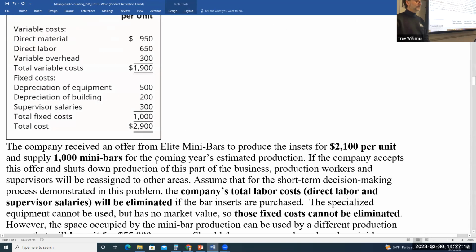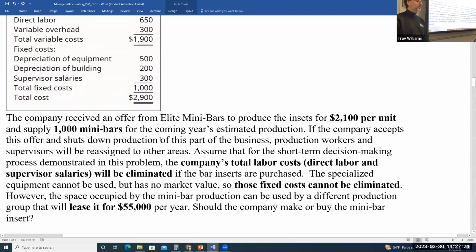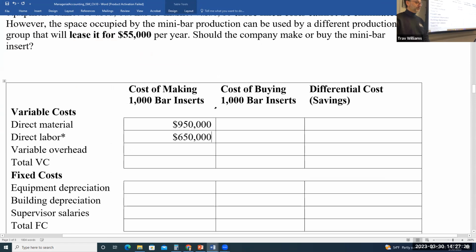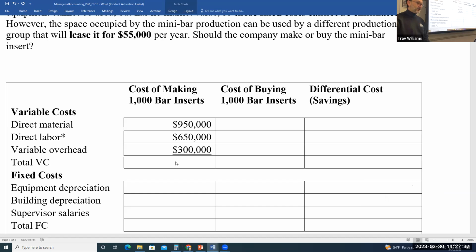Then direct labor, 650 times 1,000. Variable overhead is 300 times 1,000. And if we add it up, we get $1,900,000 of variable costs.